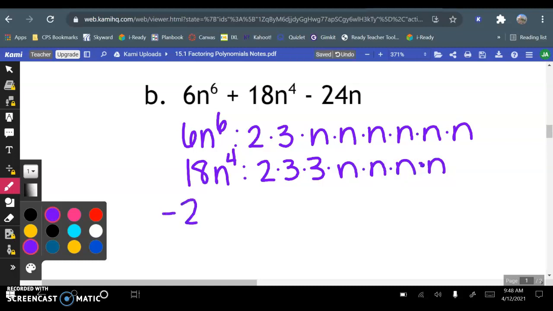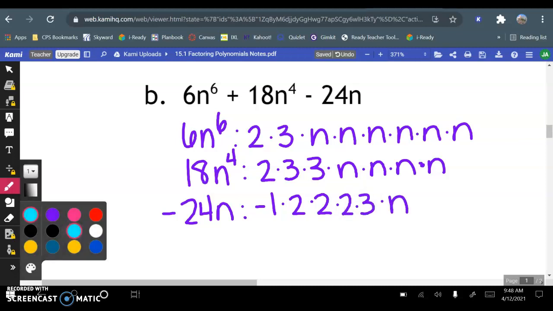And then we have negative 24n. So that negative sign is a negative 1. And 24 is 2 times 12. 12 is 2 times 6. And 6 is 2 times 3. And then there's 1n.